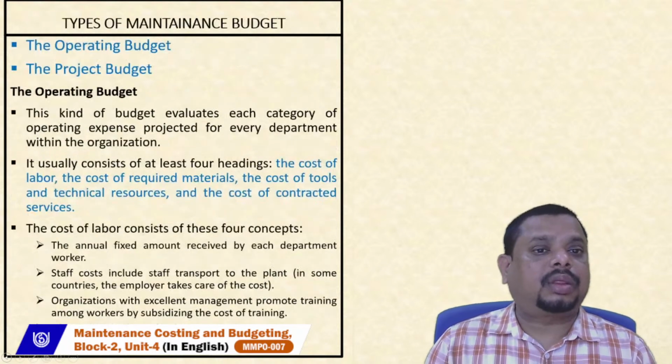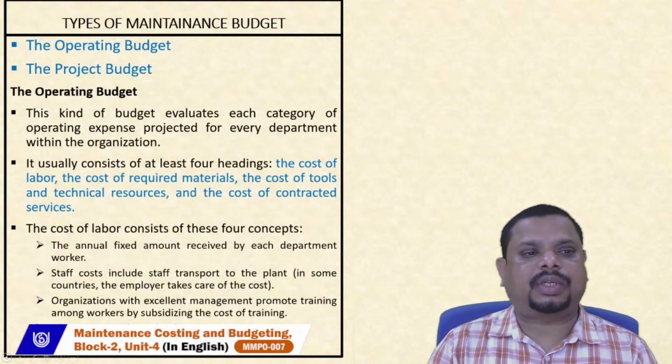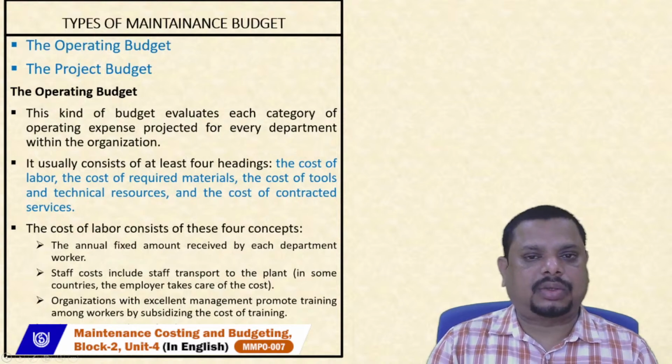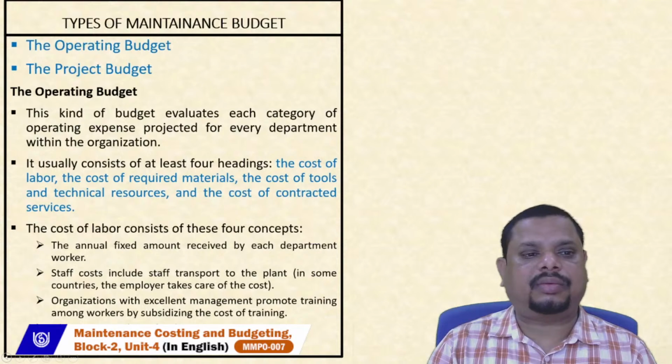Moving to the next one, the types of maintenance budget. The maintenance budget is of two types. One is operating budget, another is project budget. So let's discuss the operating budget. This is the kind of budget that evaluates each category of the operating expenses projected for every department within the organization. It usually consists of at least four headings.